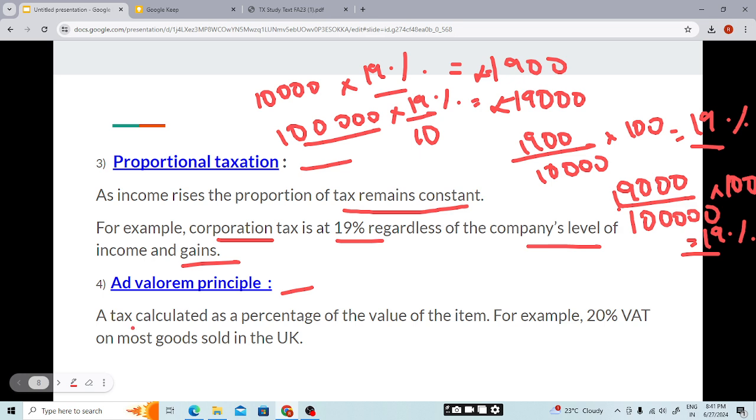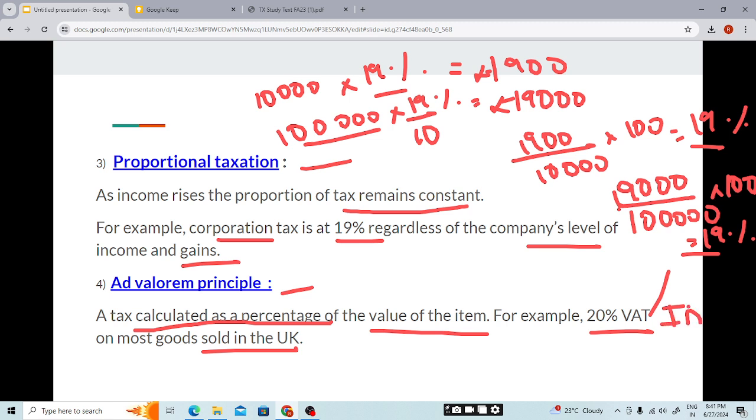This means a tax calculated as a percentage of the value of the item. For example, 20 percent VAT on most goods sold in the UK. Ad valorem principle means whatever is adding a value or which has a value, and on that you are paying a tax. The best example is VAT, and as we know, VAT is an indirect tax. So the ad valorem principle says the taxation is paid on the value of the item, not on your income, not on anything else, whatever is the value.